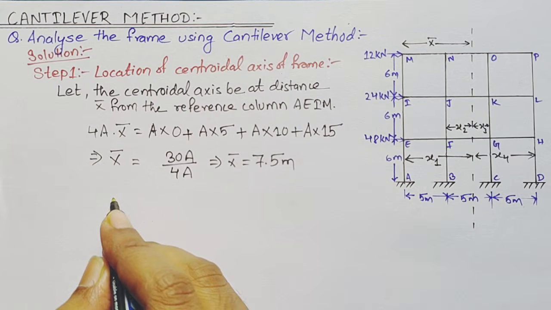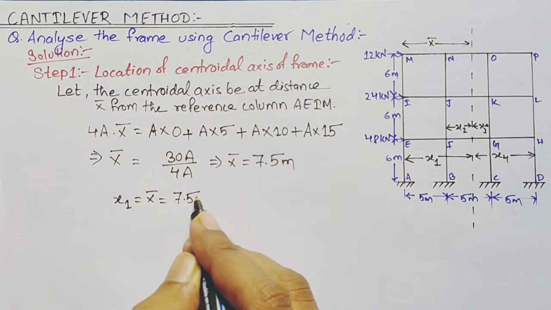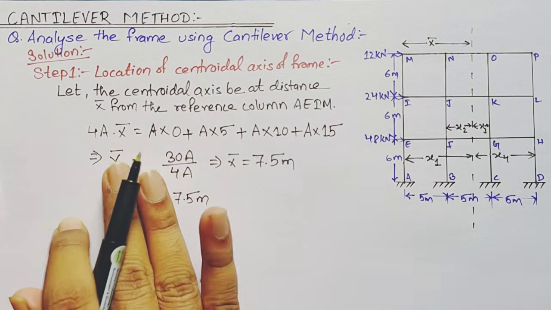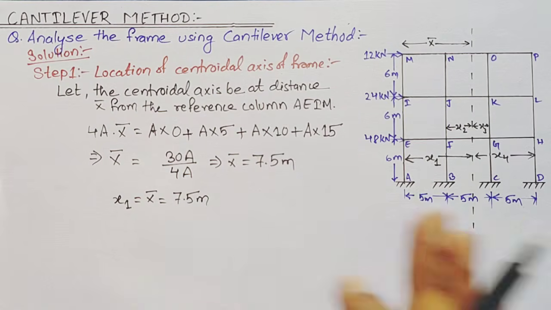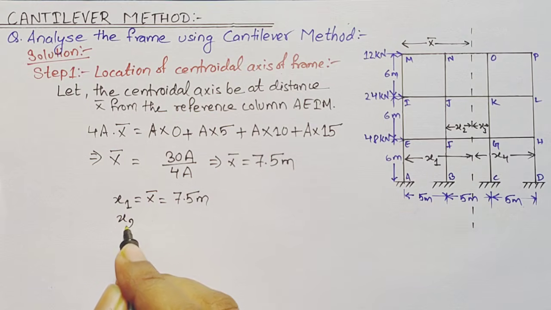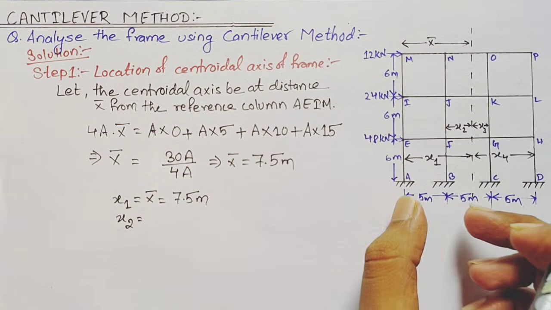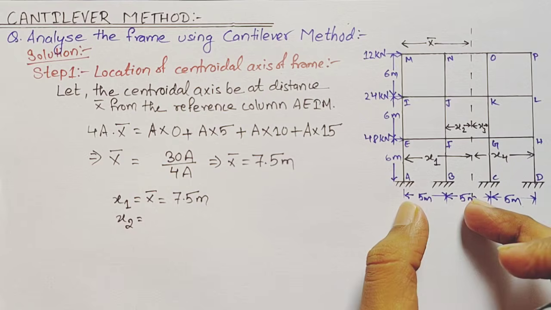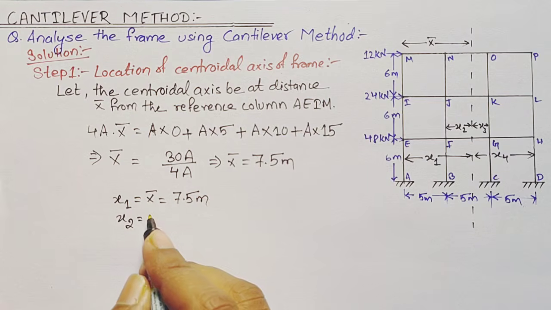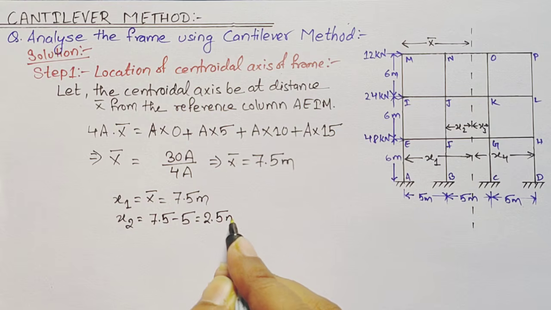Now we have got x1, and from the diagram it is clear that x1 is equal to x bar, so x1 equals x bar equals 7.5 meters. Now it is time to calculate x2. These are the distances of the centroidal axis. We have calculated the centroidal axis of the frame, that is 7.5 meters, and the distance of the centroidal axis from column 2 is x2, so x2 equals 7.5 meters minus 5 meters, which gives 2.5 meters. So x2 equals 7.5 minus 5 equals 2.5 meters.